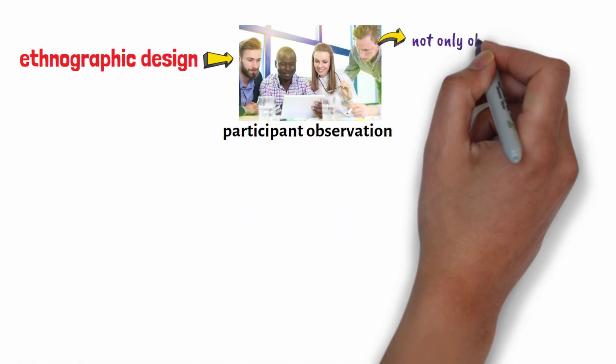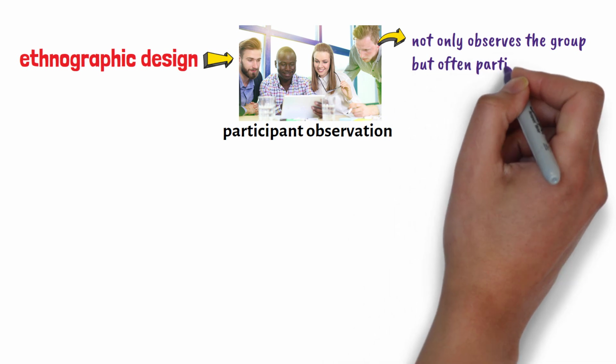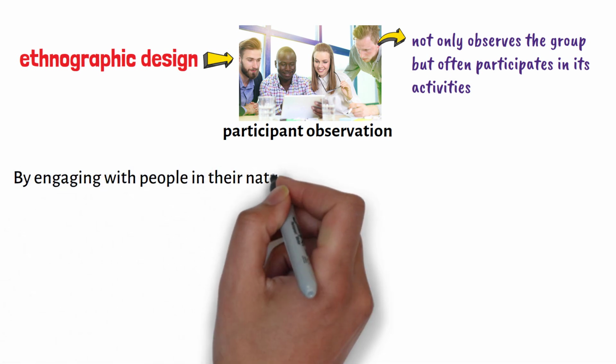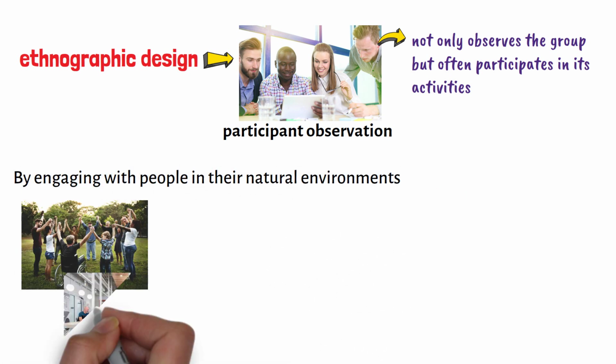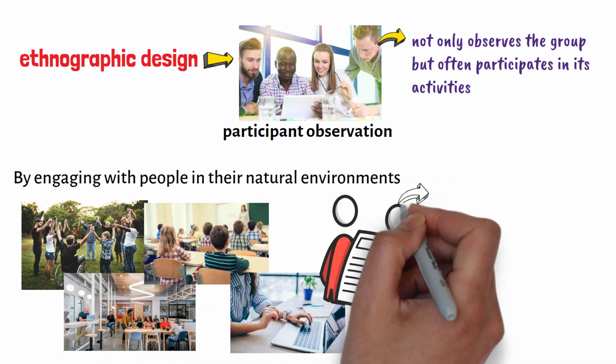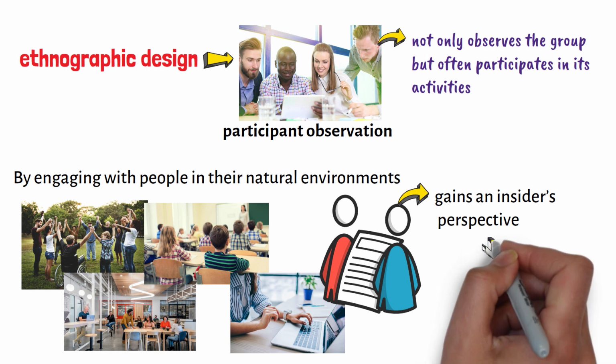At the heart of ethnographic design is participant observation, where the researcher not only observes the group, but often participates in its activities. By engaging with people in their natural environments, whether that be a community, workplace, school, or online space, the researcher gains an insider's perspective, known as the emic view.